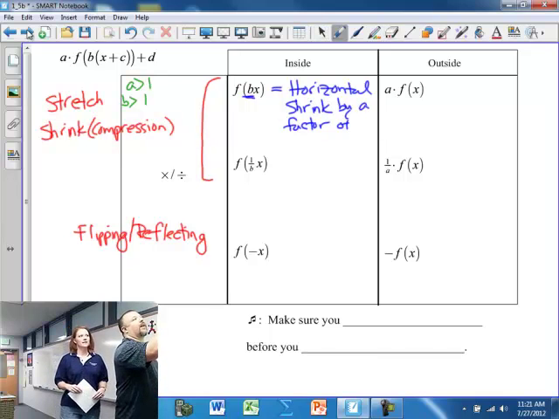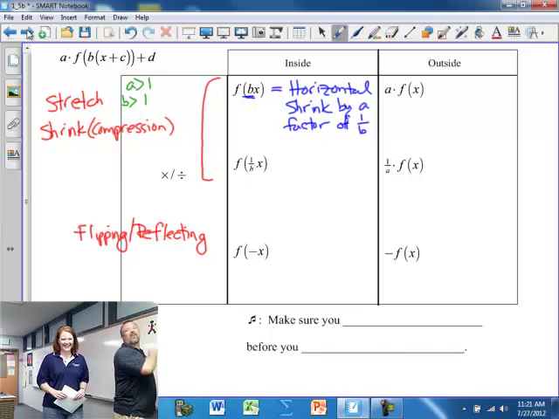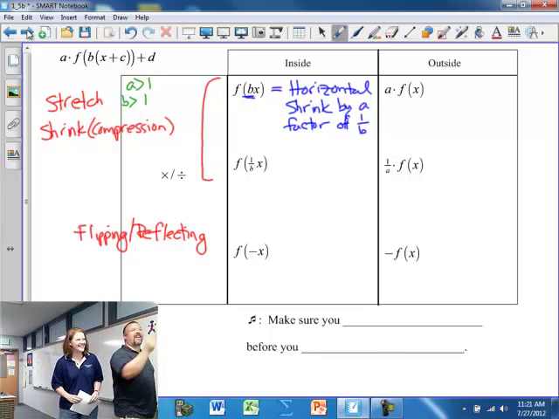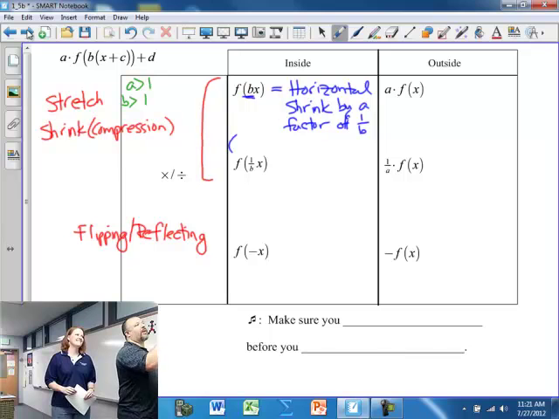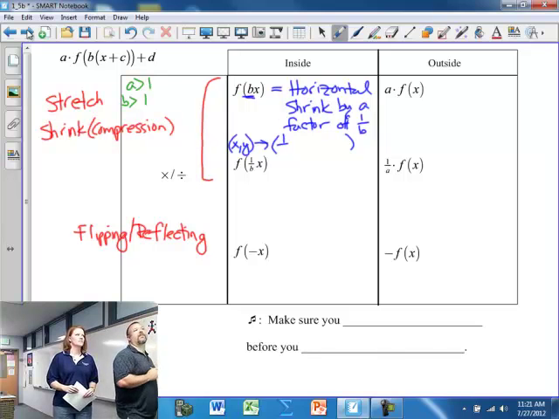Multiply by a factor of 1 over b. I like to use the reciprocals, because I don't like writing all the words. I like doing it this way. All right, so we're going to take our x, y points. We change the insides. So we multiply by 1 over b, which is the reciprocal, and the y stays the same.